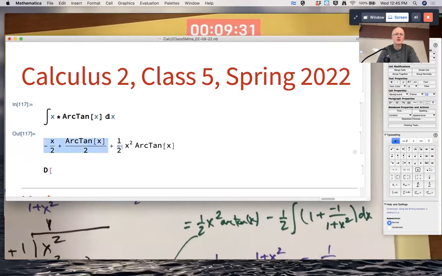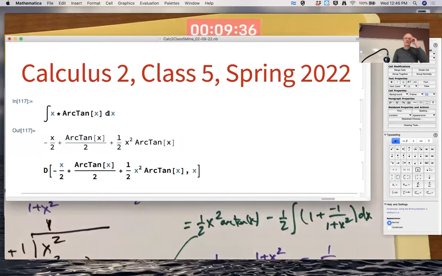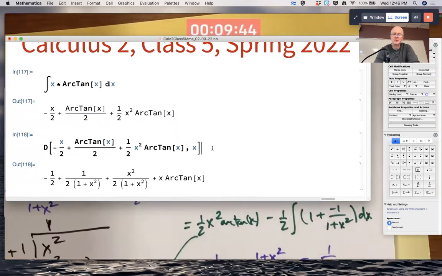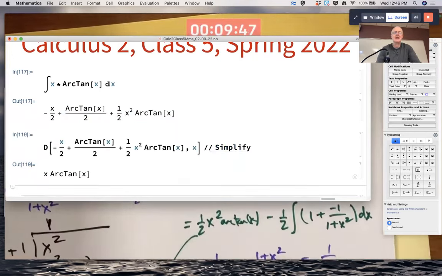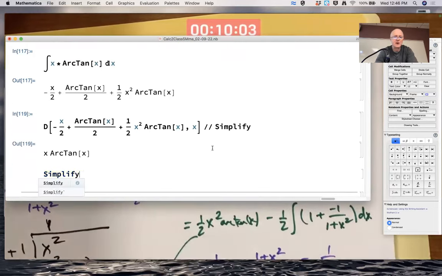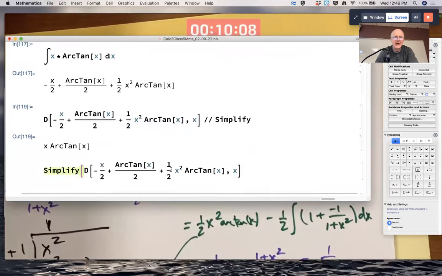You can also check this by differentiation, though I will tell you that if I do that like this, the capital D does the differentiation, it may not be simplified. Let's see what it looks like. Yeah, it doesn't look simplified. You can fix that. You can do /Simplify at the end, and there it simplifies. The /@ is just another way of doing an operation in Mathematica. Put the function you want to apply, in this case, the Simplify function, at the end. I don't have to do it that way. I could do it at the beginning as well, like this. And then there's no slashes.